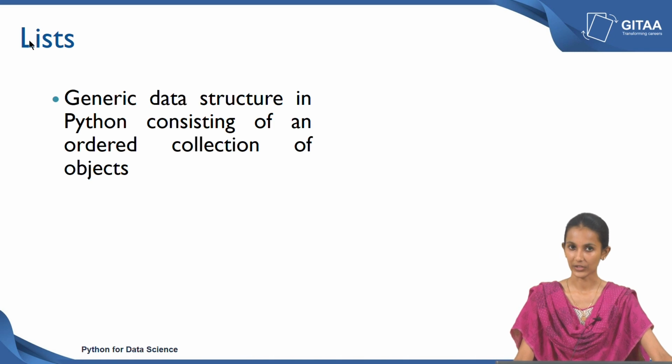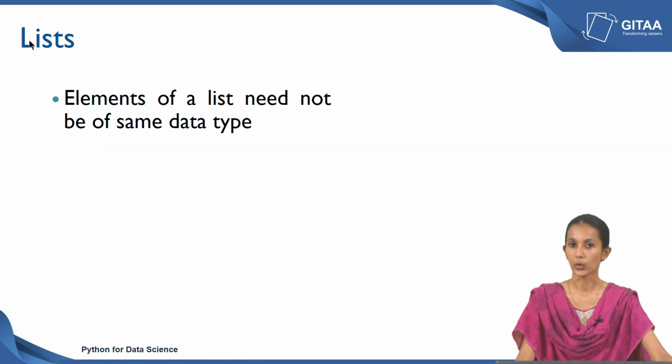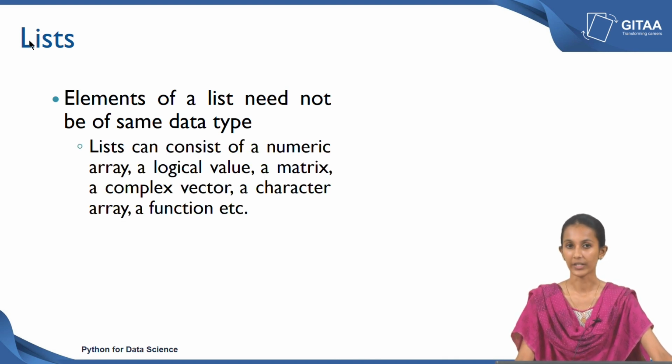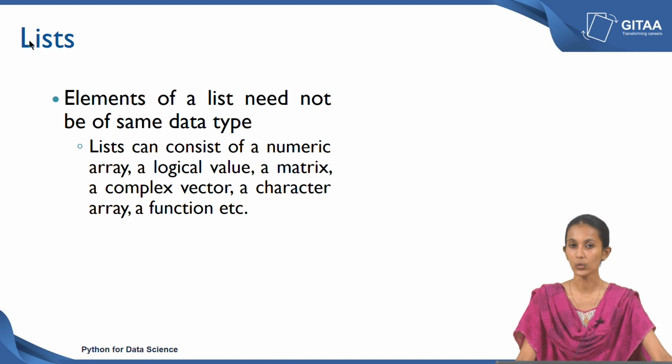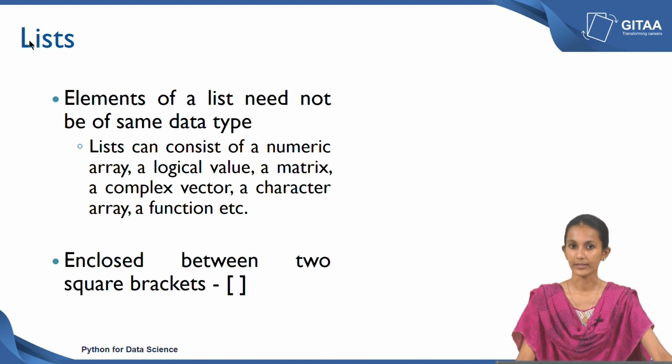List is one of the data structures consisting of an ordered collection of objects. Objects in a list can also be called elements or components of the list. Elements need not be of the same data type, they can be of different data types. So, it can be an array, vector, numeric matrix, logical value, a complex vector, etc. Elements inside the list are enclosed between two square brackets.